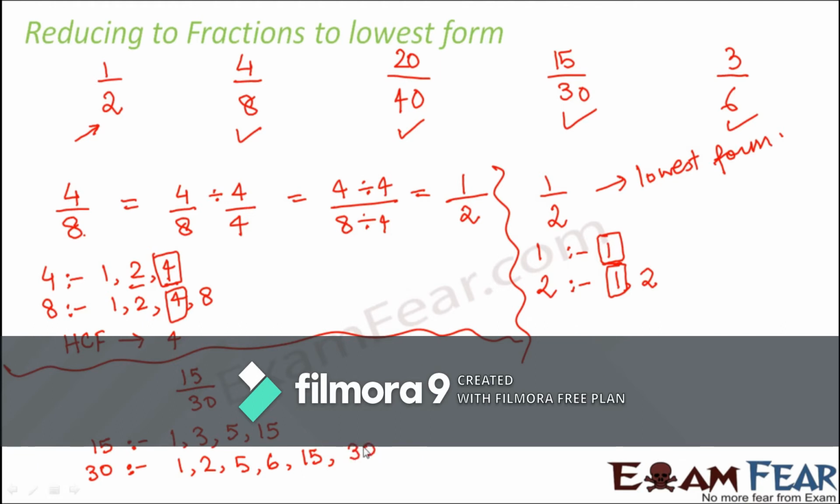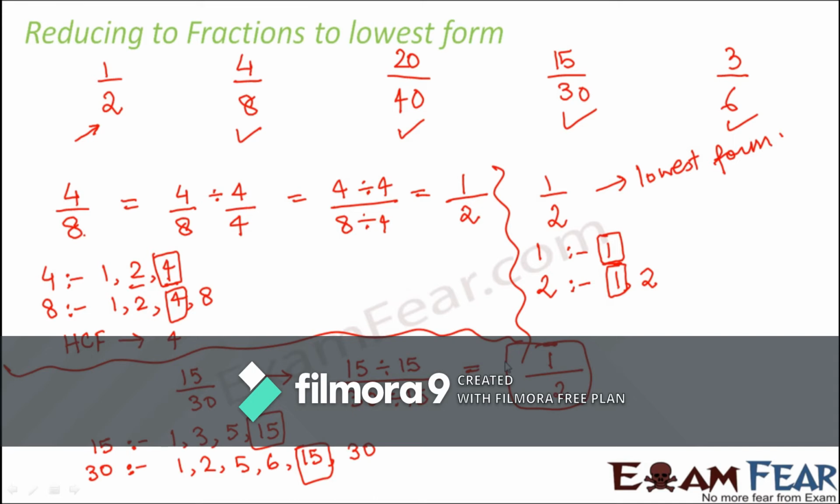Now you have learned about factors, HCF, LCM, all these things in class 6. So in case you have forgotten, please refer to the videos on HCF and LCM of class 6. It is the chapter on playing with numbers. So here, which is the highest common factor? The highest common factor here is 15. So what are we going to do? We are going to divide the numerator and the denominator by 15. So 15 divided by 15 is 1 and 30 divided by 15 is 2. So again, this is also reduced to its lowest form. So this is how we reduce fractions to their lowest form.